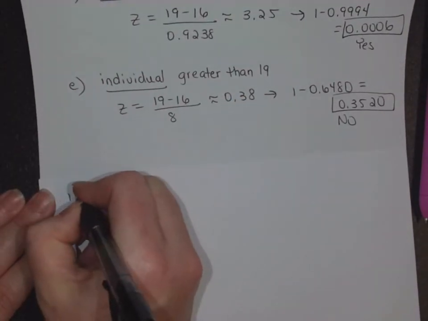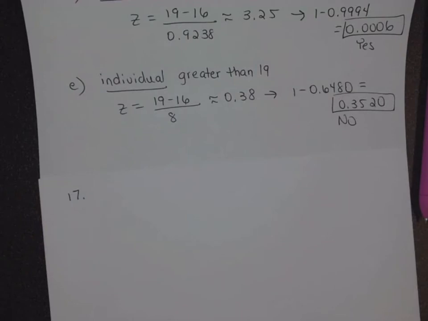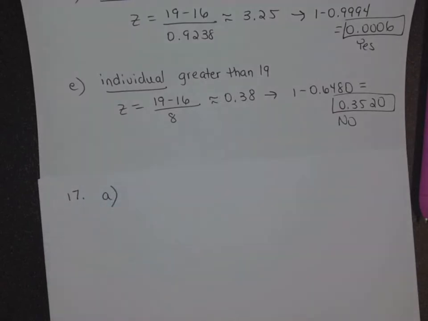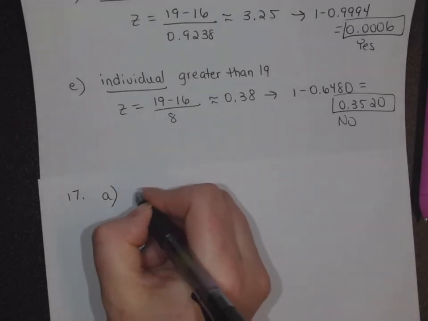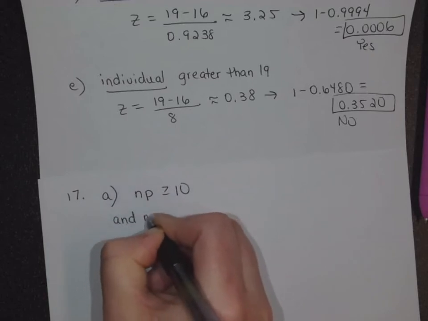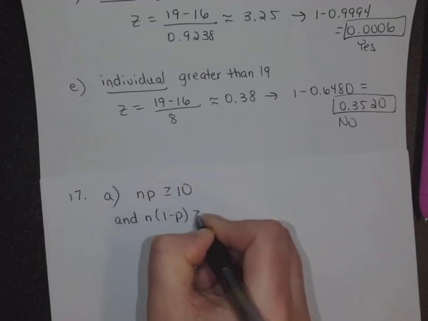All right, so moving along. Number 17 is a probability question. Notice there's a percentage given. That's how you know it's a different kind of problem. So the first one, is it appropriate to use the normal distribution to find the probability that 20% of the individuals in the sample are government employees? I don't know if you remember this, but this is where n times p needs to be greater than or equal to 10, and also n times 1 minus p needs to be greater than or equal to 10.